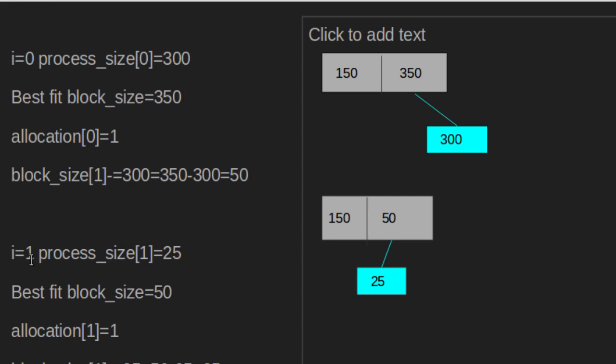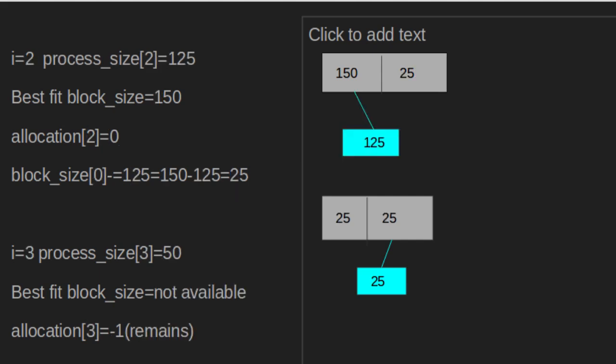When i equals 1, process size 1 equals 25. So best fit block size equals 50. Allocation of 1 also becomes 1. Block size of 1 equals 50 minus 25, which is 25. Available block sizes are 150, 25.